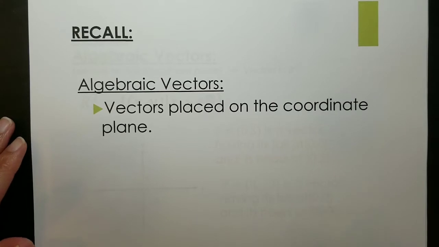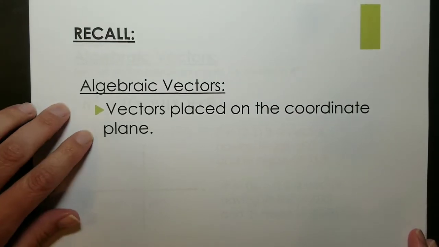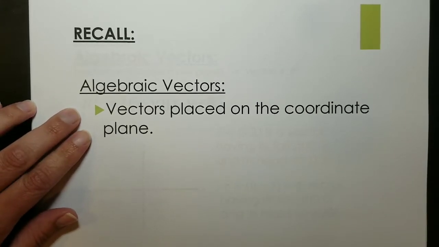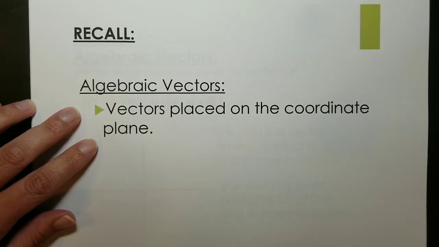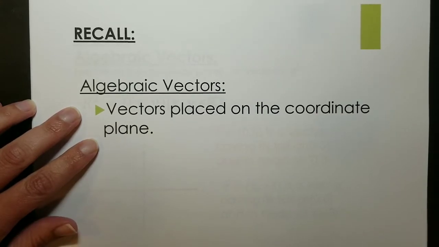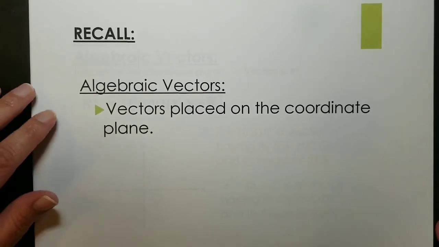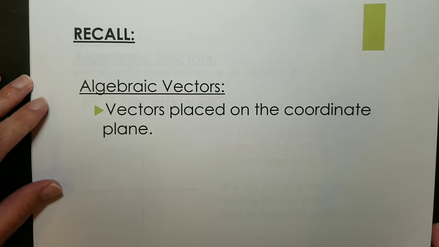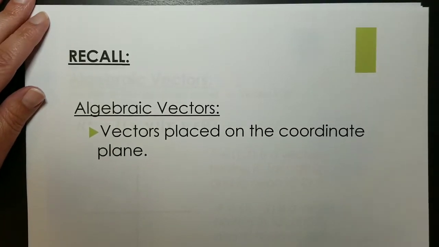So just to recall, we covered this early on in the very first day on vectors. Algebraic vectors are vectors placed on the coordinate plane. Now that assumes that those algebraic vectors take up 2 dimensions and are two-dimensional in a two-dimensional space, which as we'll see is not always the case, but it's the easiest one to conceptualize because we're really good at the XY coordinate plane by now.